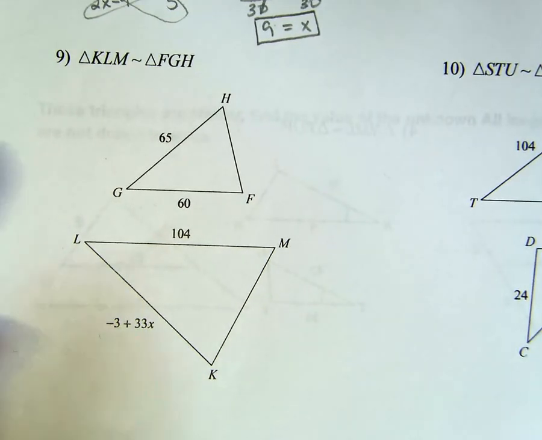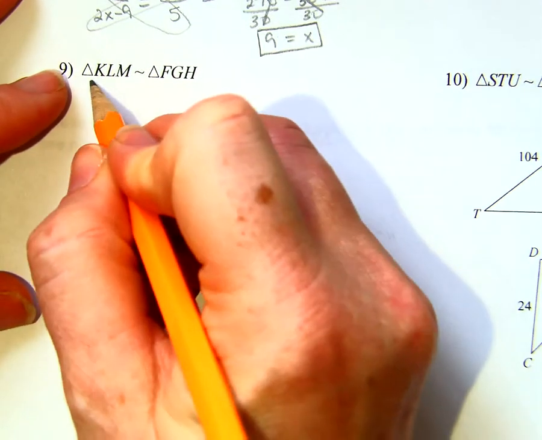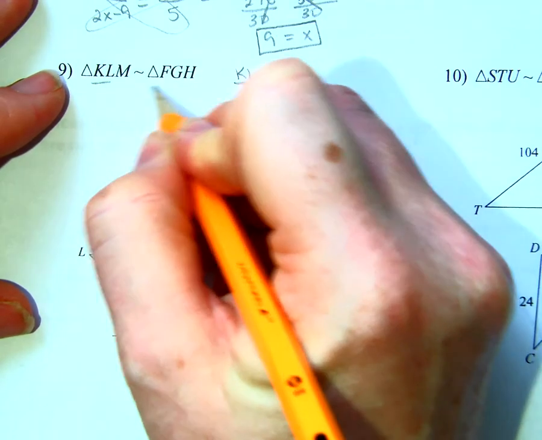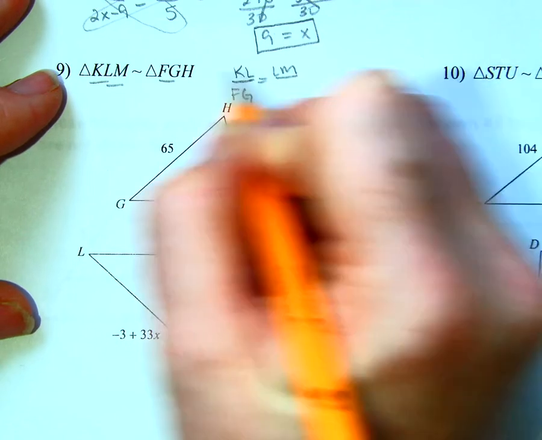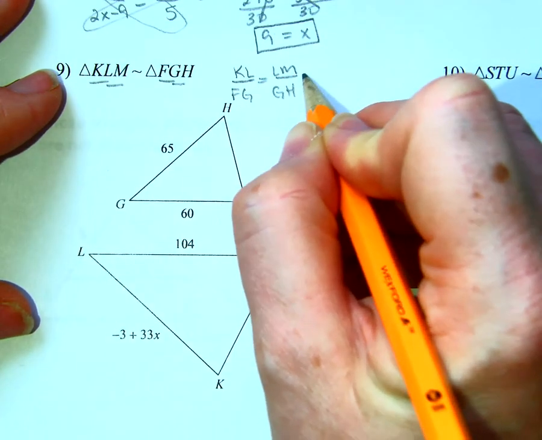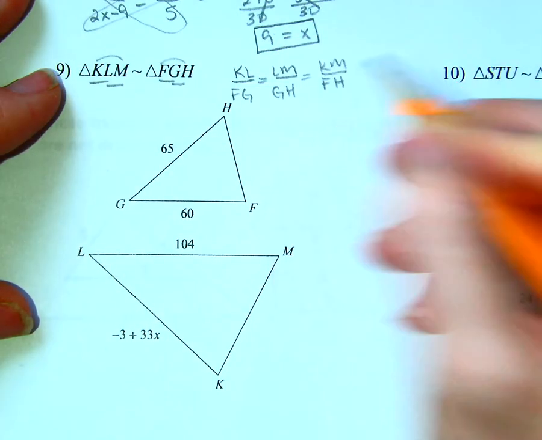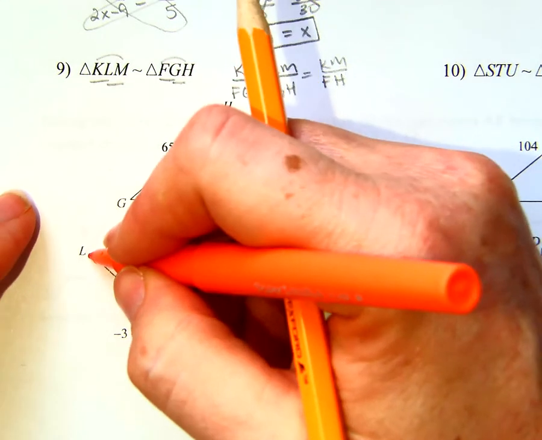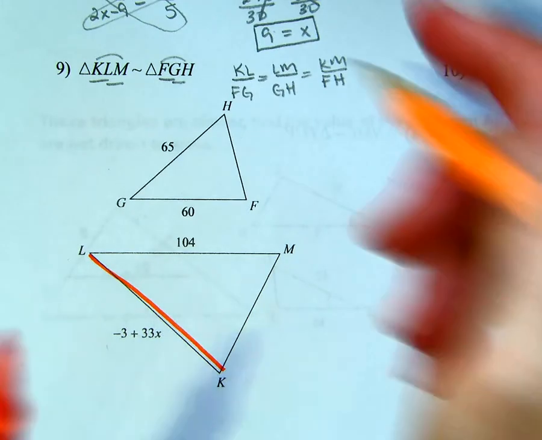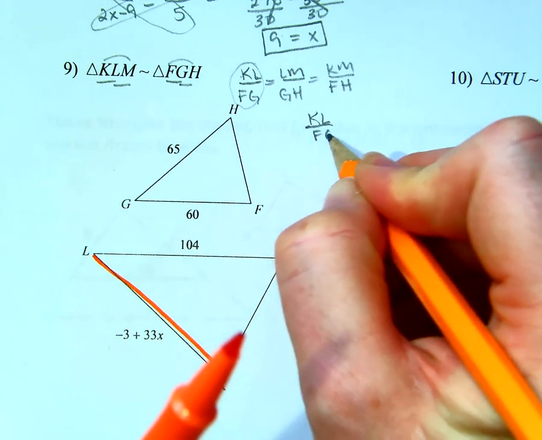Number 9 says triangle KLM is similar to FGH. So I would say KL is to FG as LM is to GH, and KM is to FH. There's the relationship. So the first thing I need to do is figure out where's my x. Here's my x, on LK. So I know I'm going to need KL or LK, this proportional relationship right here, KL over FG.